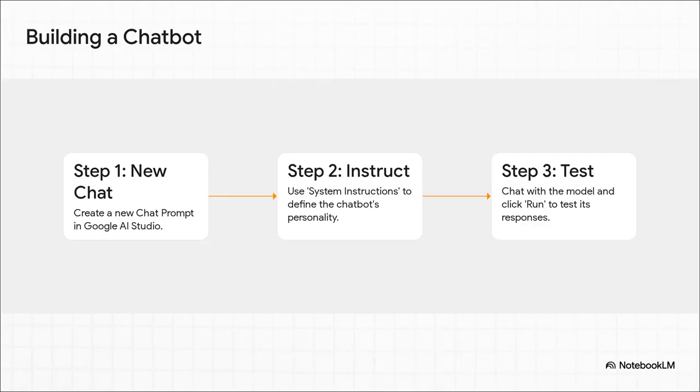We're going to create a chatbot that genuinely believes it's an alien living on Jupiter's moon, Europa. And the process? It's so straightforward. You just start a new chat prompt, you give the model some basic instructions on who it's supposed to be, and then you just start talking to it to see how it does.